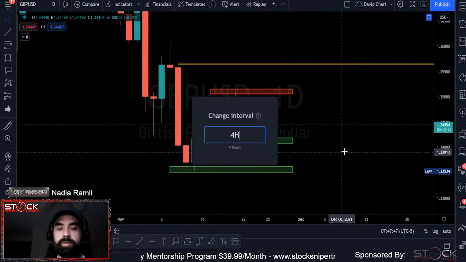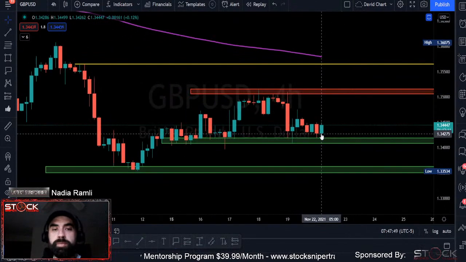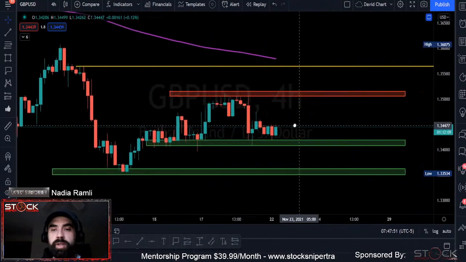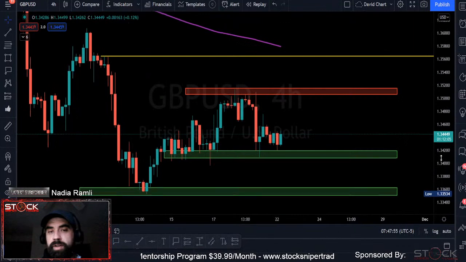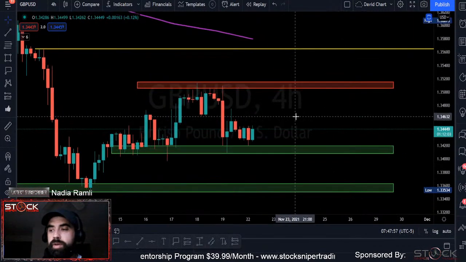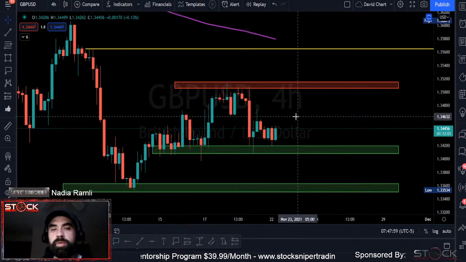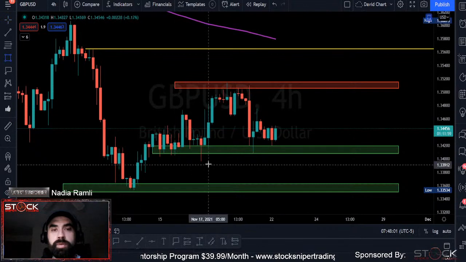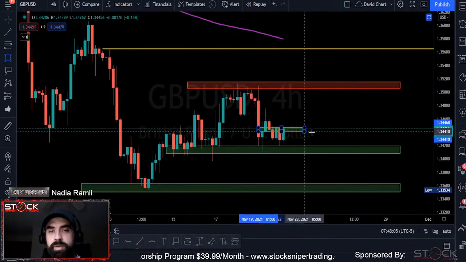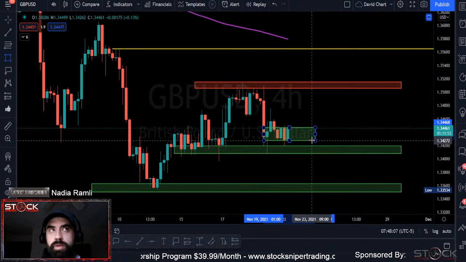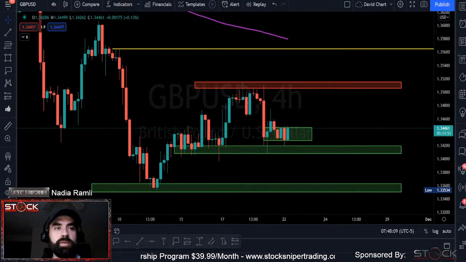Okay, so let's drop now down to the 4 hour, guys. All right. So you can see, look at the 4 hour. We've been consolidating. All right, we've been consolidating, waiting for the overall next move. This consolidation. Oh, 1 second, guys. I'm just going to refresh my chart here.